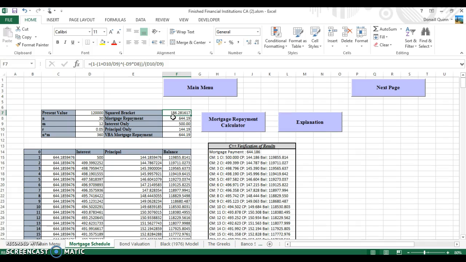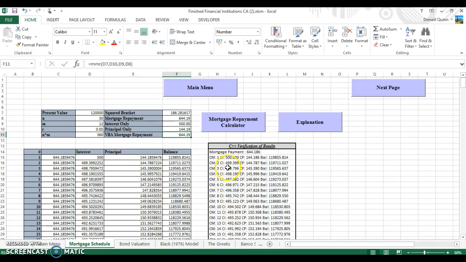The results show that the repayments are €644.19 per month, and below here you can see a table illustrating the entire repayments over the life of the mortgage, where there's 360 payments.